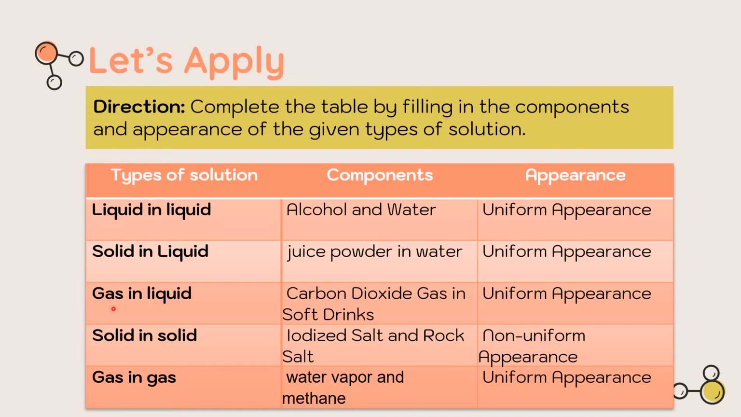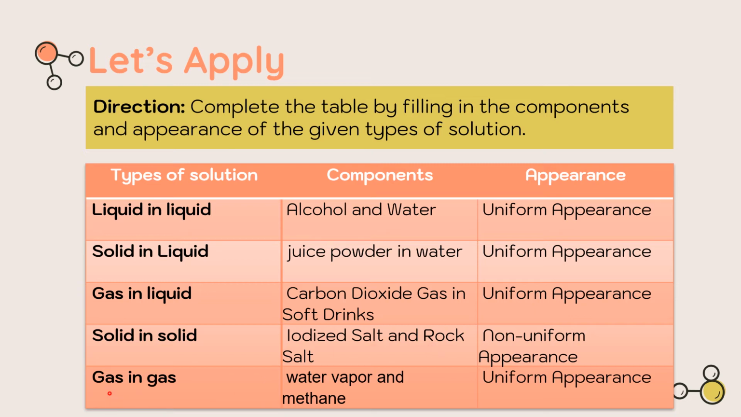The next type of solution, gas in liquid. Our gas here is carbon dioxide, and our liquid is soft drinks. And the appearance, of course, is uniform. Next type, solid in solid. What are our components here? Iodized salt and rock salt. When we mix iodized salt and rock salt, of course, the appearance would be non-uniform because we can still distinguish iodized salt and rock salt from our mixture.